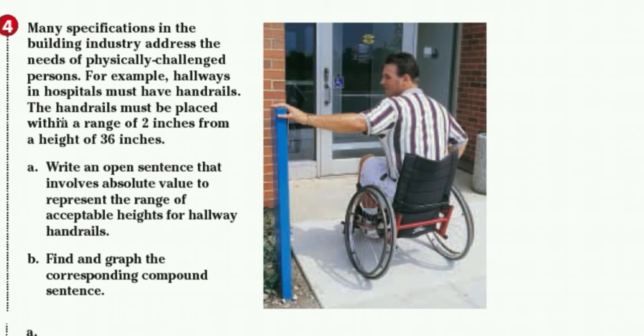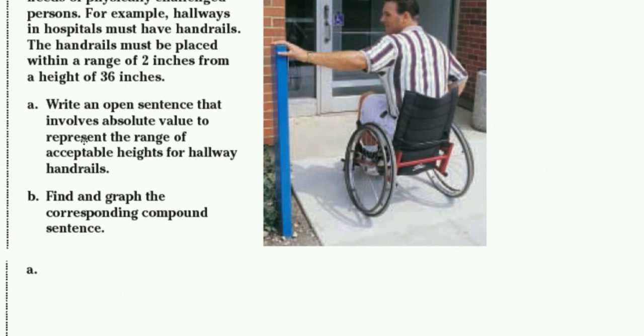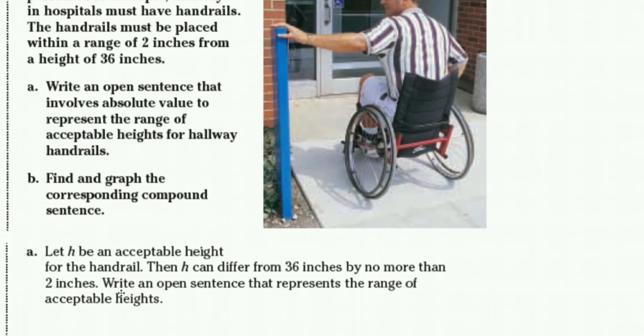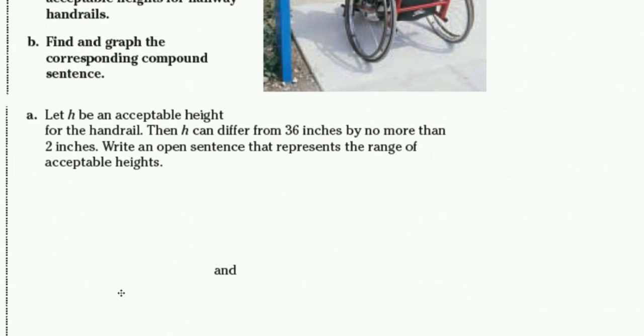Okay, again, the last sentence gives you a clue that this is an absolute value inequality. The handrails must be placed within a range of 2 inches from a height of 36 inches. So write an open sentence that involves absolute value to represent the range of acceptable heights for hallway handrails, and find the graph of the corresponding compound sentence. So letter A, the open sentence would be, if we let h be the acceptable height for the handrail, then h can differ from 36 inches by no more than 2 inches.